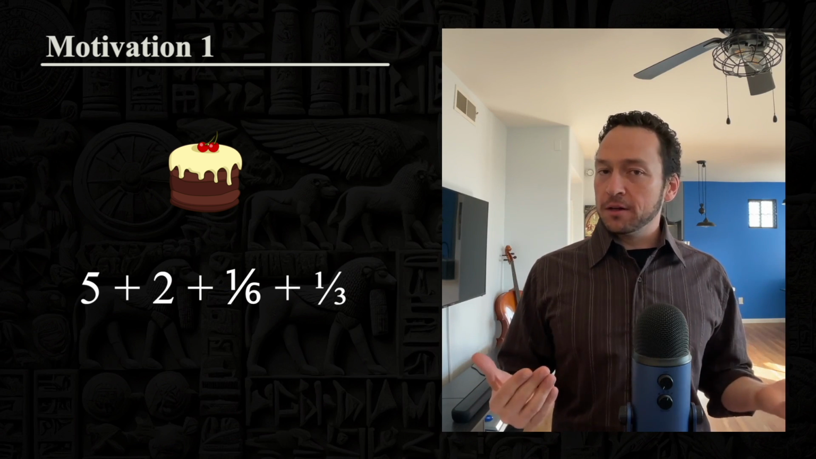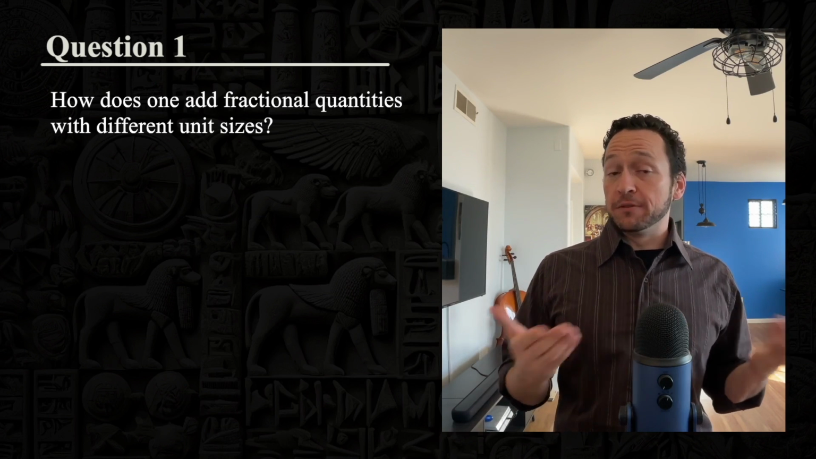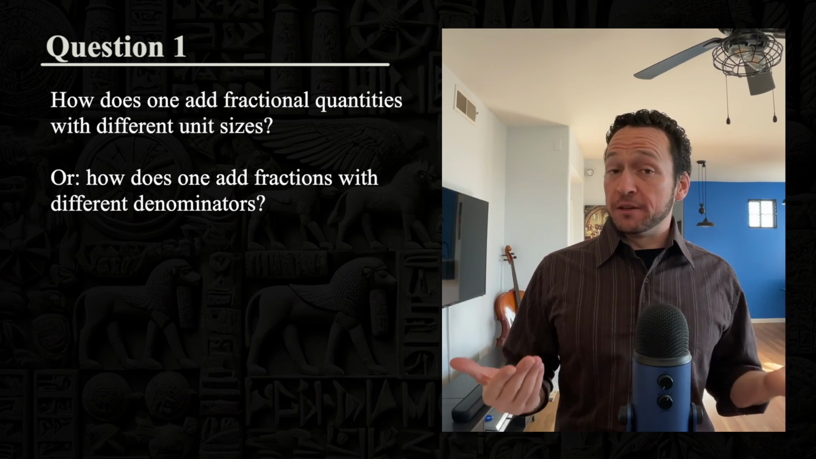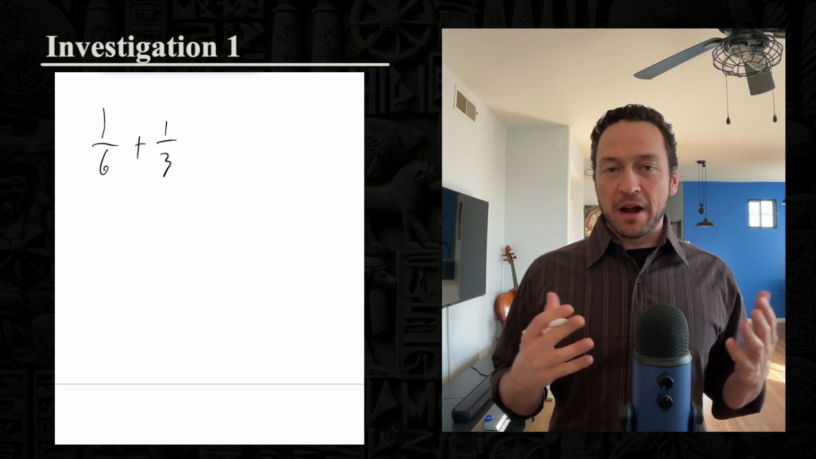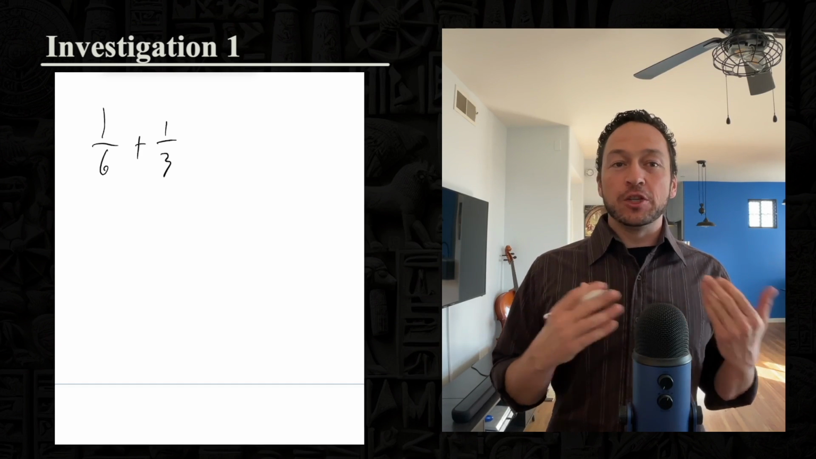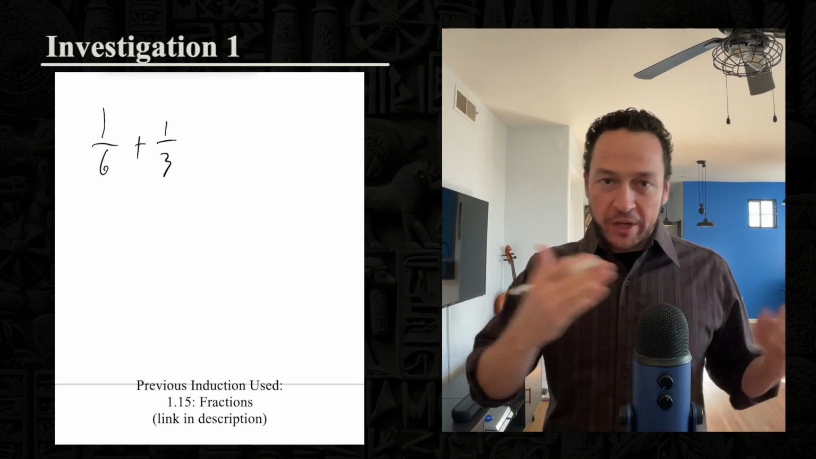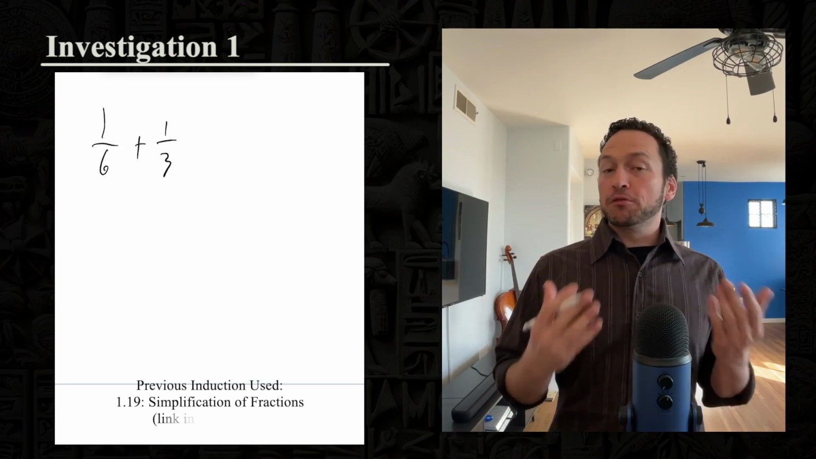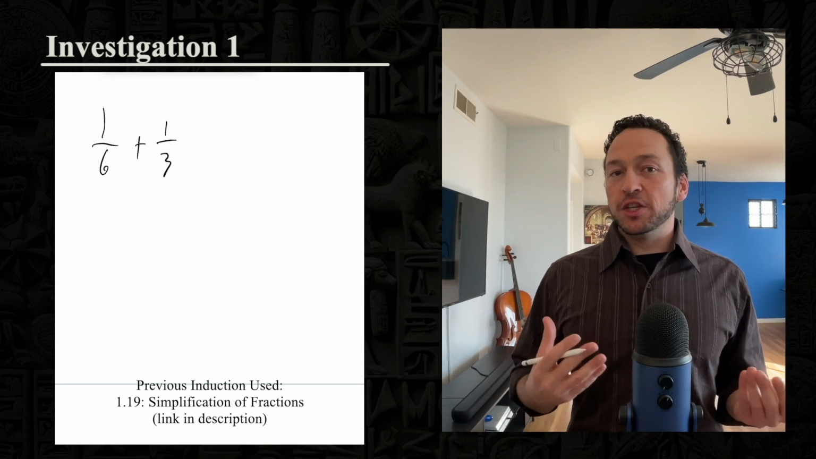So this leads Bar to the following question. How does one add fractional quantities with different unit sizes? Or similarly, how does one add fractions with different denominators? Bar is trying to understand this particular problem. The rest of the problem is obviously easy, it's just adding. The real challenge here is that he has units of different sizes. He can't just add 1/6 to 1/3 and say, oh, it's 2 of something, because the sizes of the units are different.